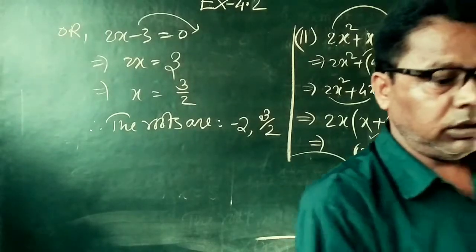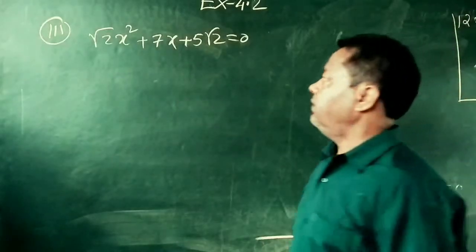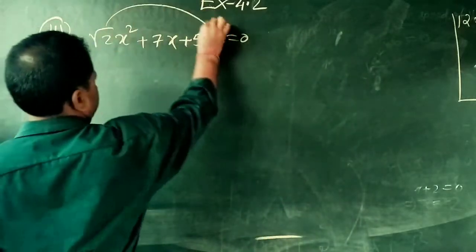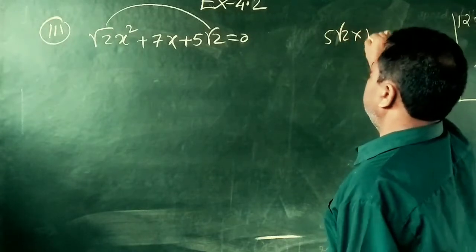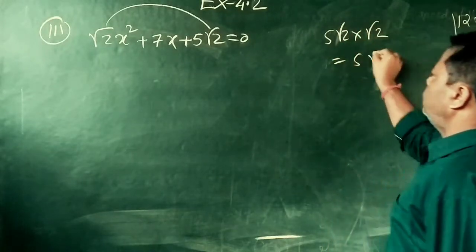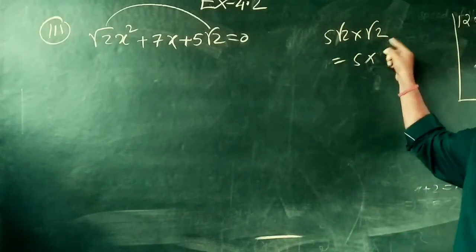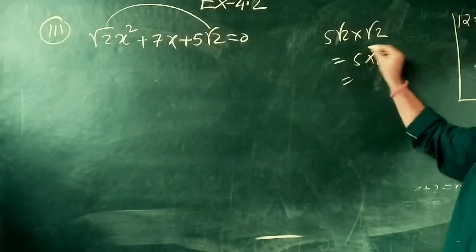Let's move to question number 3, root 2. Then first we have to multiply these two, get the product. Then 5 root 2 into root 2, its value is 2. Then 5 2 is 10.